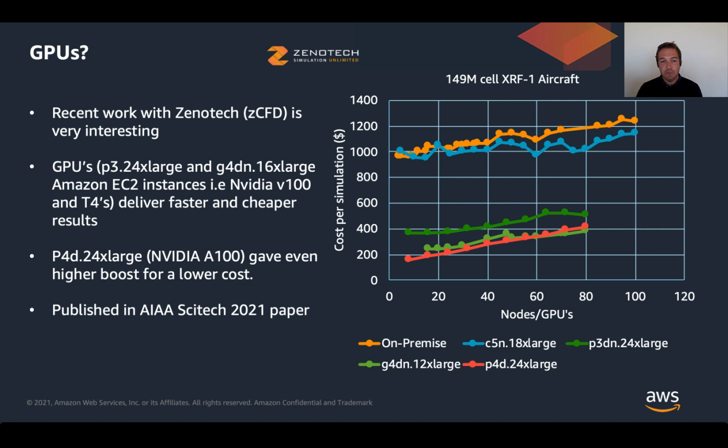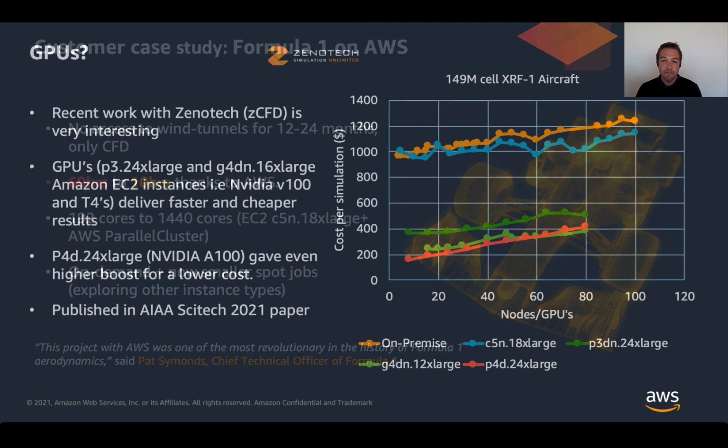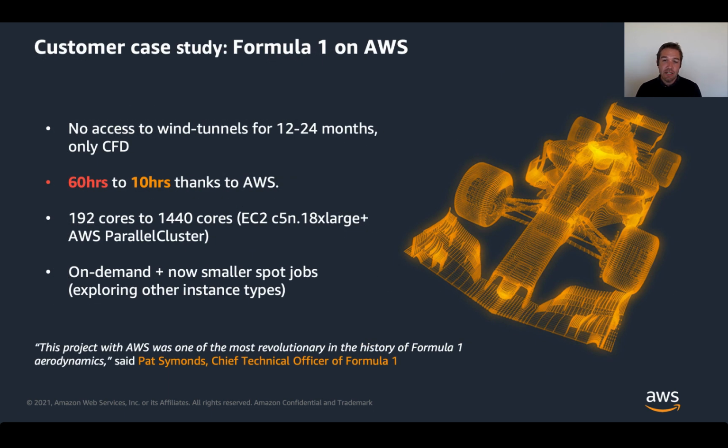So I've given all these things, but how about some actual examples of companies that are doing it before we get into the demo? Well, one of the companies that really needed to move to high fidelity CFD was Formula One. Formula One management wanted to design the 2022 rules, and they didn't have access to wind tunnels for 1 to 2 years, or very limited usage. Before AWS, jobs were taking more than 60 hours, and they only had a couple of hundred cores they could run on. By moving to AWS, they were able to reduce that from 60 to more like 10 or 12 hours because they could run on thousands of cores for every single job.